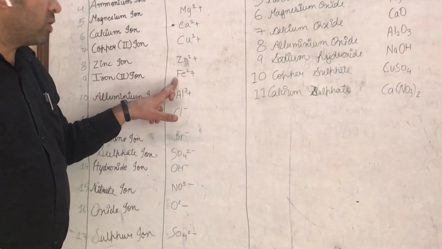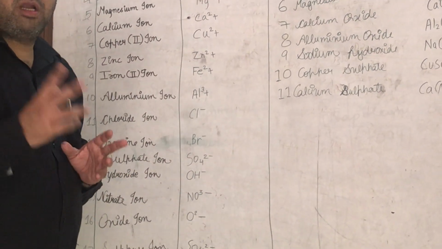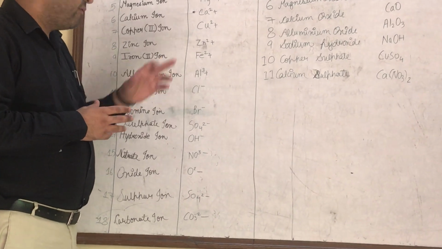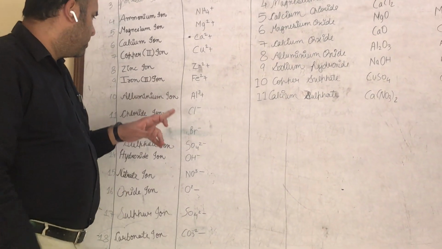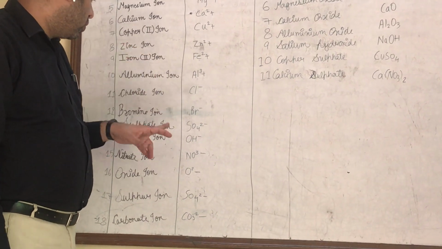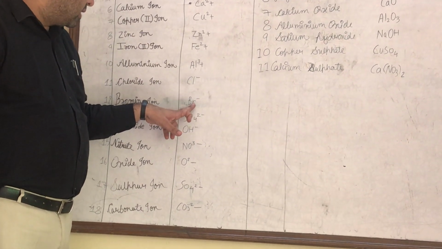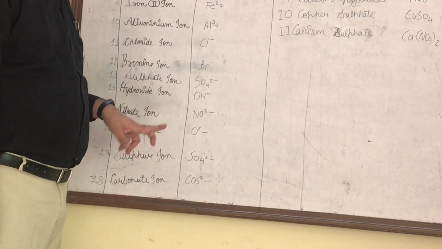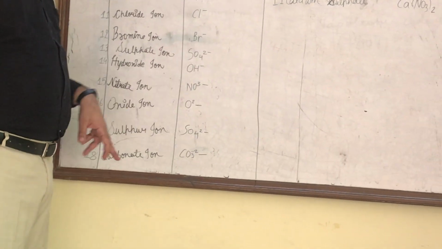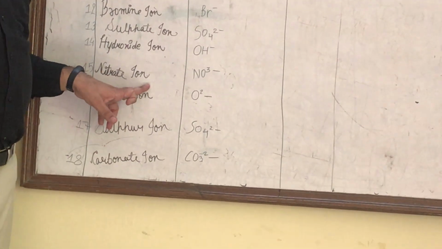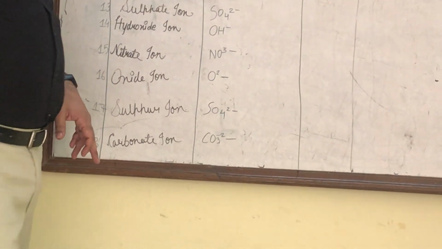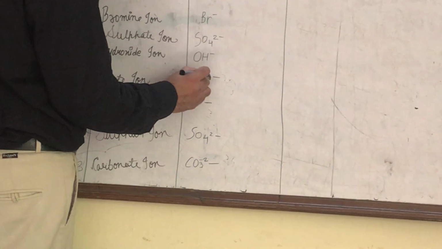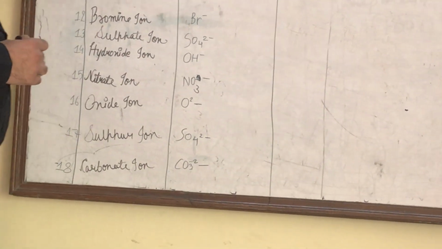Iron is Fe2 positive, that is also known as, there are two, ferrous and ferric. Ferrous is Fe2 plus and ferric is Fe with valency 3 plus. Aluminium, chlorine, bromine, its valency is 1 minus. Sulfate, again a radical, SO4 with valency 2 minus. Hydroxide, OH with valency minus. Nitrate ion, it's NO3 with valency 1 minus, right? NO3 with valency 1 minus.